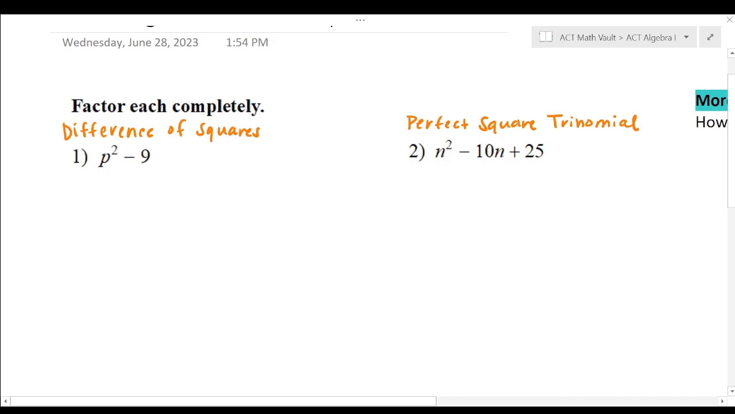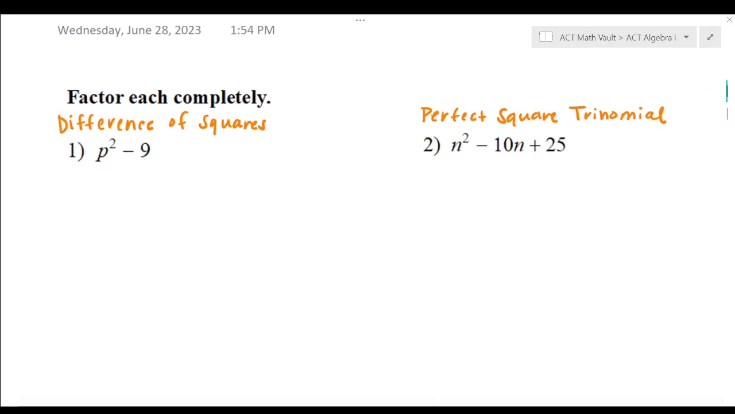So you may be asked to factor something that doesn't even seem like it could be factored. For this first one, it's a binomial. It doesn't really seem like it can be factored, but a hint that it can be is that we have a perfect square here and a perfect square here, and there is a subtraction symbol between the two. Okay, so if I think of the square root of p squared and the square root of 9, I get p and I get 3.